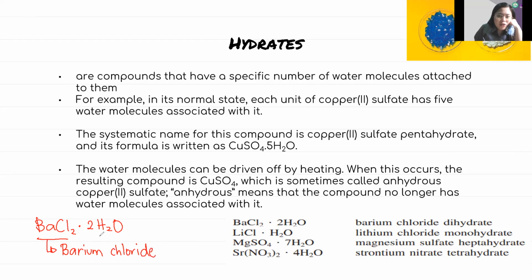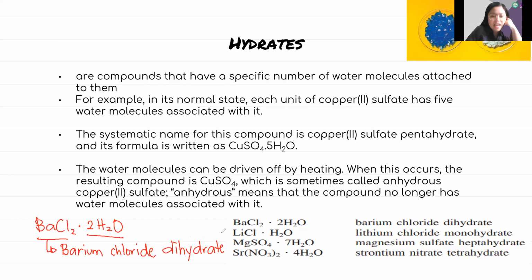Pero ang magbabago lang dito kasi since may water siya nakasali sa kanyang structure, dadagdagan natin yung pangalan niya. And we will be using prefixes for the water molecule. Kagaya nito, dalawa. So, ang tawag natin dyan sa prefix ay di, and then water is called hydrate. So, BaCl2.2H2O is correctly called as barium chloride dihydrate.